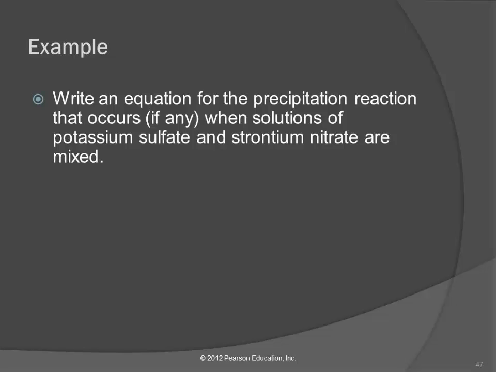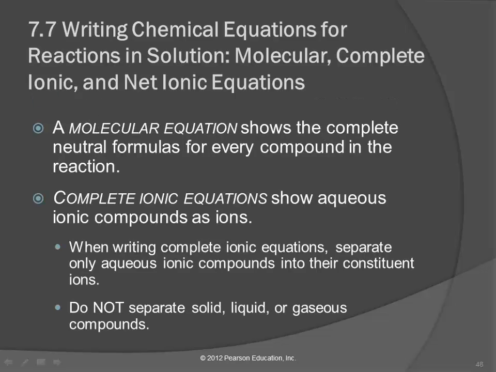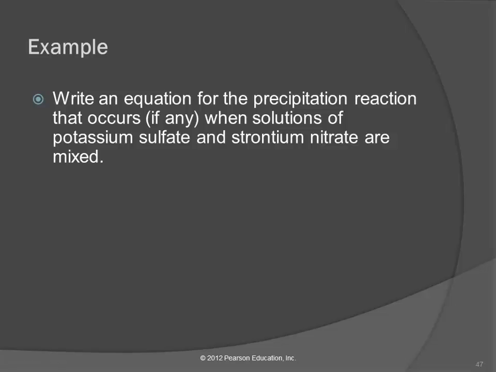So here's another one. Write an equation for the precipitation reaction that occurs, if any, when solutions of potassium sulfate and strontium nitrate are mixed. So again, you're going to write these ions. Potassium sulfate. Got to press the annotate button first, then write the silly ions. Okay, K plus, sulfate is SO4, 2 minus. So when those two go together, we've got K2SO4.